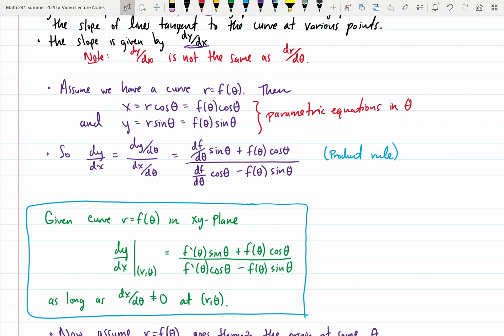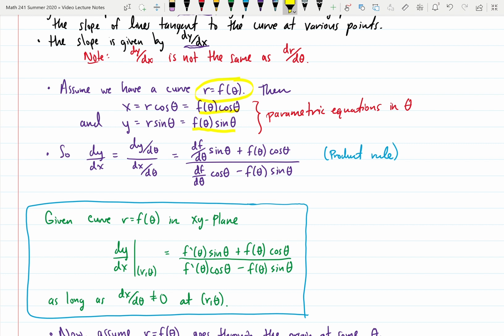Let's assume that we have a curve r = f(θ). From the four equations we discussed in the previous lecture that allow us to go back and forth between polar and Cartesian coordinates, we can express this curve as a couple of parametric equations in θ. So x equals r cos θ, which also equals f(θ) cos θ. This is just a substitution using the fact that r is equal to f(θ). Likewise, we can write y as f(θ) sin θ.